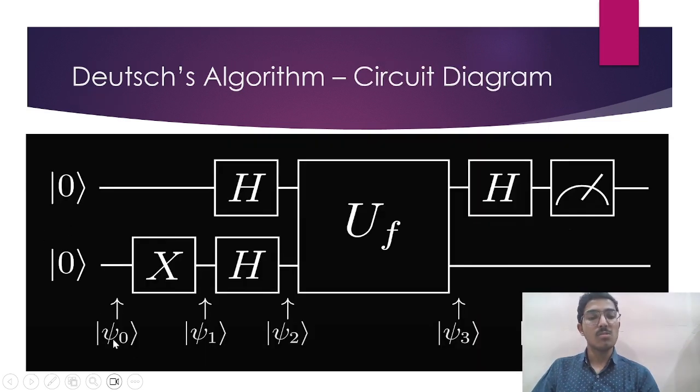This one is the initial quantum state, and the others are the first, second, third, and fourth respective quantum states. Here this X is showing Pauli's X gate. We can also call it a quantum NOT gate, and H stands for Hadamard gate, and this is a quantum oracle.